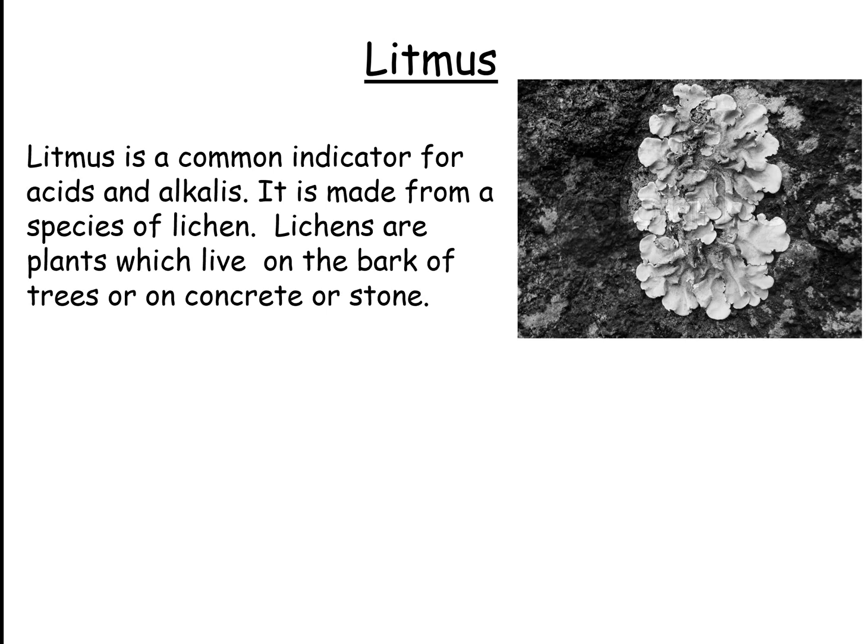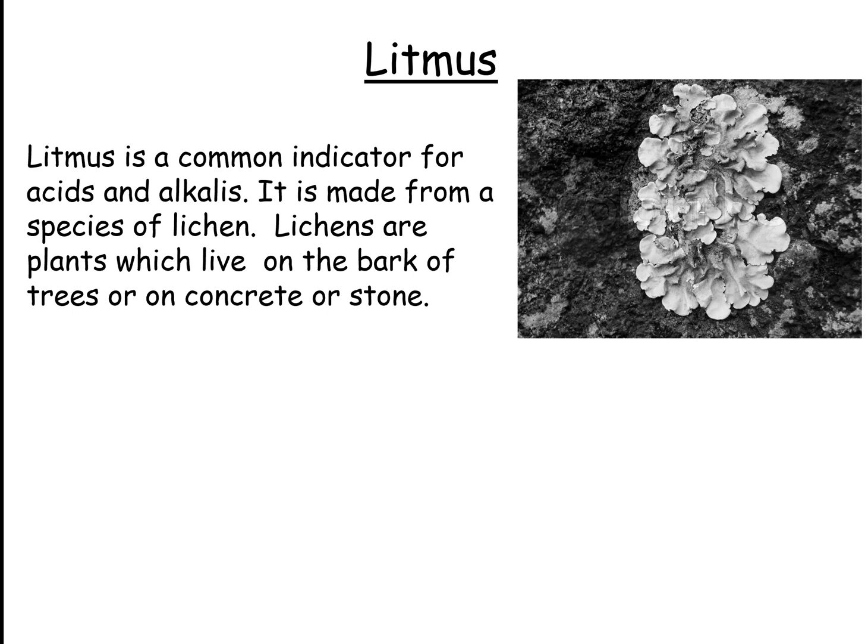So we're going to learn about litmus. Litmus is a common indicator for acids and alkalis. It is made up from a species of a lichen. And this is how you spell lichen here. It's a bit of a weird one. You pronounce it a bit different to how you would spell it.